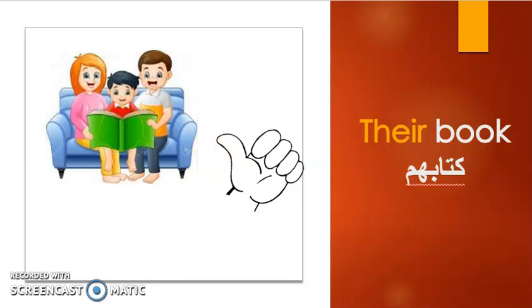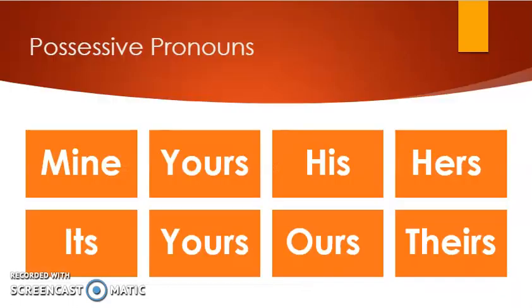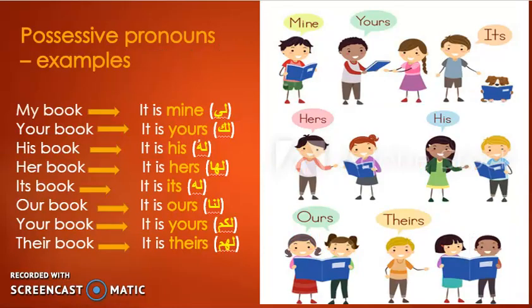I hope that you understand these possessive adjectives and that these examples make it clear for you to understand them. Let's move on to possessive pronouns. Possessive pronouns are mine, yours, his, hers, its, yours, ours, theirs. Let's see examples of possessive pronouns.